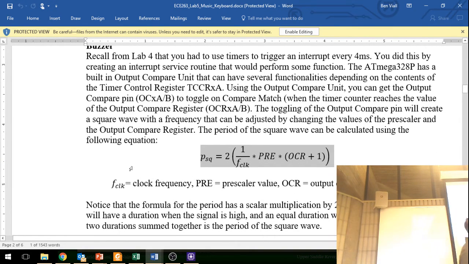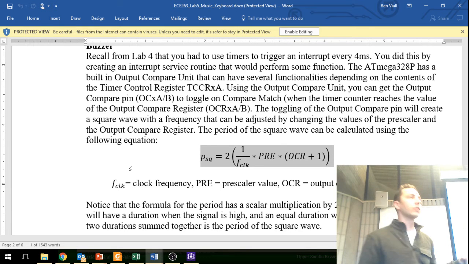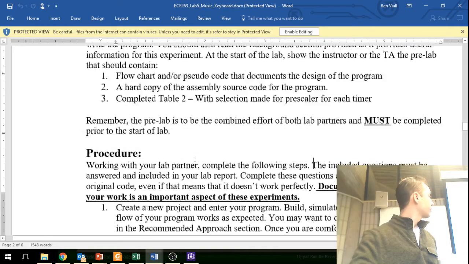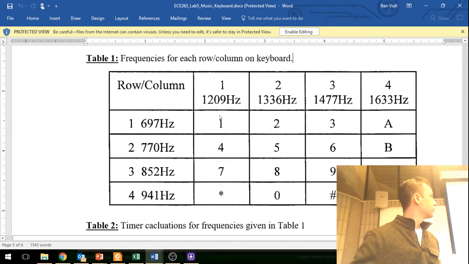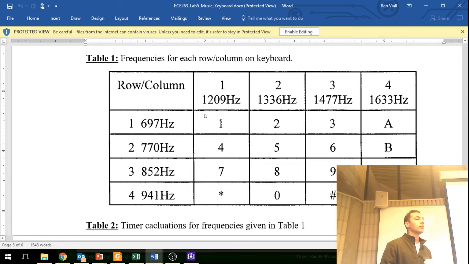Figure out what your system clock frequency is. And what is your system clock frequency? 16 meg. Then you choose your prescaler value and your OCR register value, and that gives you your output square wave frequency. Question? No. Okay. So you can rearrange this, I'm fairly confident, to solve for your OCR value given a desired frequency. And your desired frequencies are here. Okay, those are your desired frequencies.